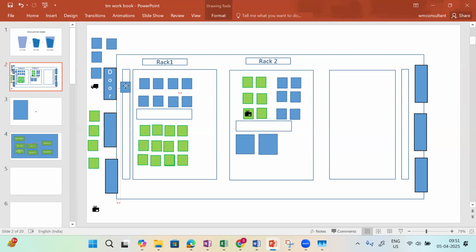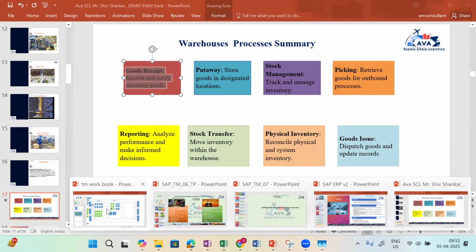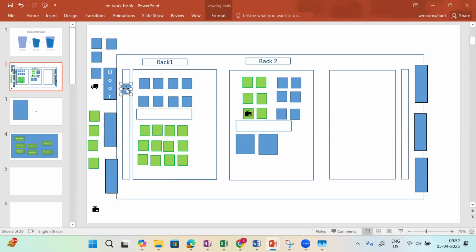And after this, I do the goods receipt. Once I receive and unload it and keep it here, I do the receipt. It means my responsibility for this crude oil starts from this moment. That is the first pillar, goods receipt: receive and verify incoming goods. I received it and then verified this particular crude oil barrel.